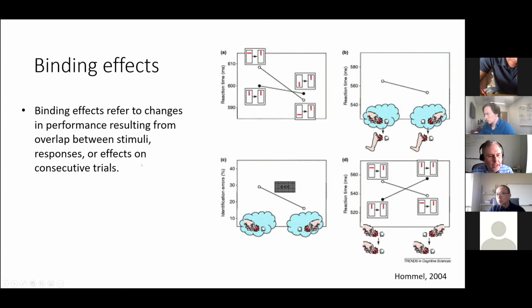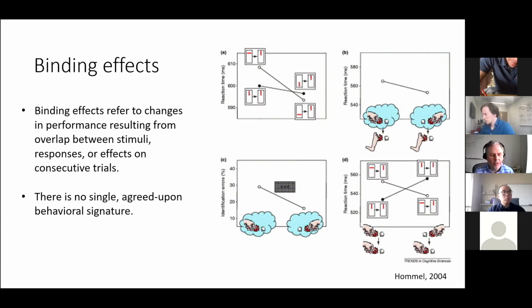And it's an interesting feature of binding effects that there's no single agreed upon behavioral signature, but we see these effects of partial overlap, this cost of partial overlap compared to complete overlap or no overlap in a range of phenomena, and we call them binding effects. And this is why they get proposed as explanations for a tremendous range of phenomena.